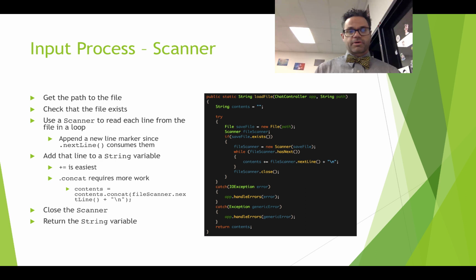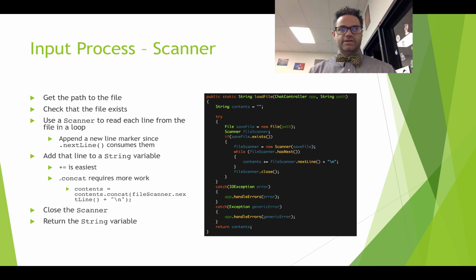So first we're going to take a look at the process of doing input with a scanner. We have the idea that we have to have a path to the file. We want to make sure that that file exists. We're going to use a scanner then to read each line from that file as a loop. And we're going to append that new line with a new line marker as well, because the next line method on the scanner consumes that new line.